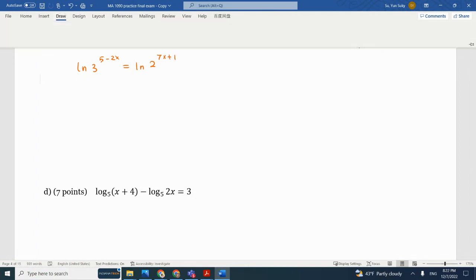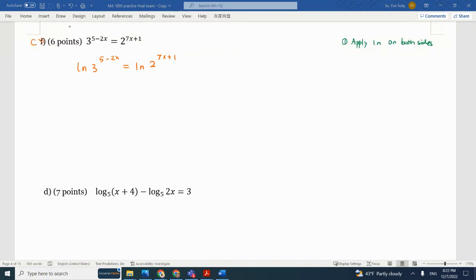And then use the ln properties. What are the ln properties? If you have ln of p plus ln of q, we can combine them, we get a product. If you have ln p minus ln q, we can combine them, we get a fraction. And if you have ln p to the, let's say, a, then we can move the a down in front. So these are the properties of ln.